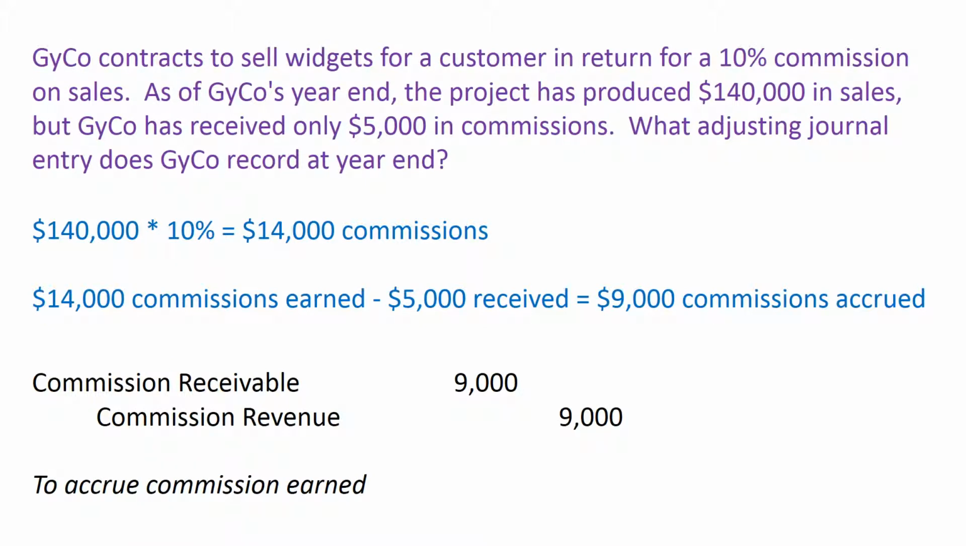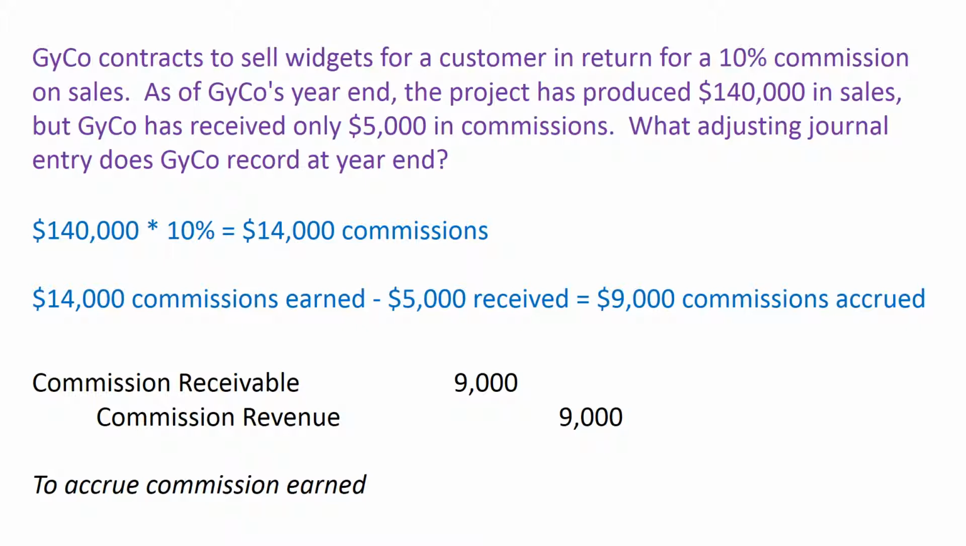Example 2. Geico contracts to sell widgets for a customer in return for a 10% commission on sales. As of Geico's year end, the project has produced $140,000 in sales, but Geico has received only $5,000 in commissions. What adjusting journal entry does Geico record at year end? First, compute commissions due on the $140,000 in sales. $140,000 times 10% equals $14,000 commissions.